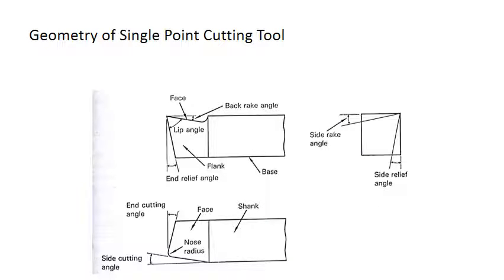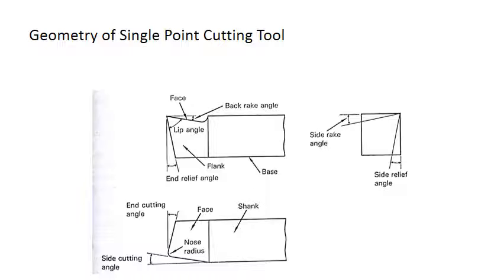Next, the geometry of the single point cutting tool: side view, top view, and front view. You can see this angle between these two lines. It is called the lip angle. This one is the base. This one is the shank. This one is the base. So the end lip angle, this angle, and the lip angle.